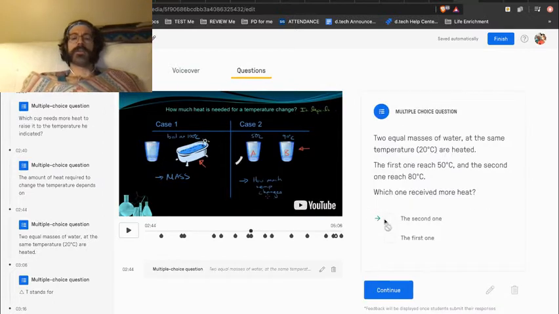All right. 2 equal masses of water, the same temperature, are heated. So this is basically the same question, just a different example. If you're starting at 20 degrees Celsius, the first one reaches 50, the second one reaches 80 instead of 90. Which one receives more heat? The second one, because you have to put more heat into it to increase the energy of those particles that much more.